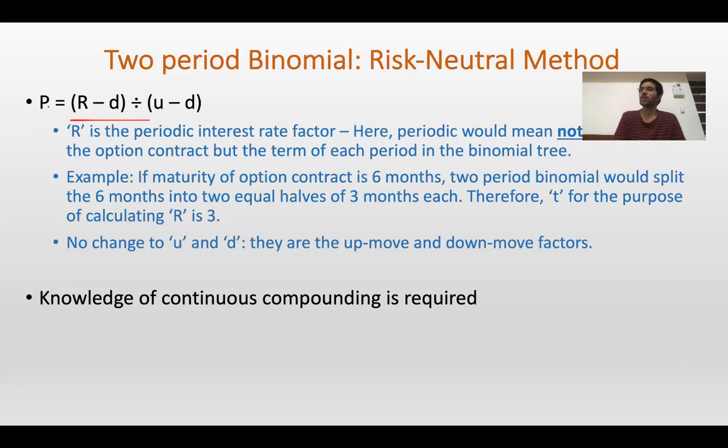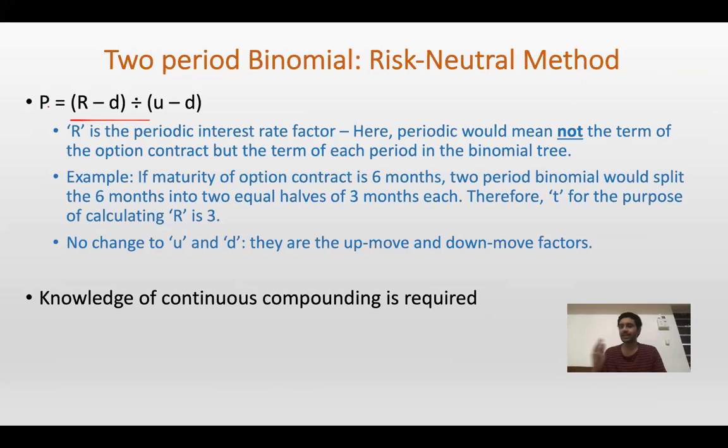Okay, we have already learned what U and D mean. I will just be making one small change to it. But before that, I will first tell you what R is. R, like we saw earlier, is the periodic interest rate factor. In the example that we saw earlier, in the single period method, we had taken a risk-free discount rate of 5% per annum compounded semi-annually.